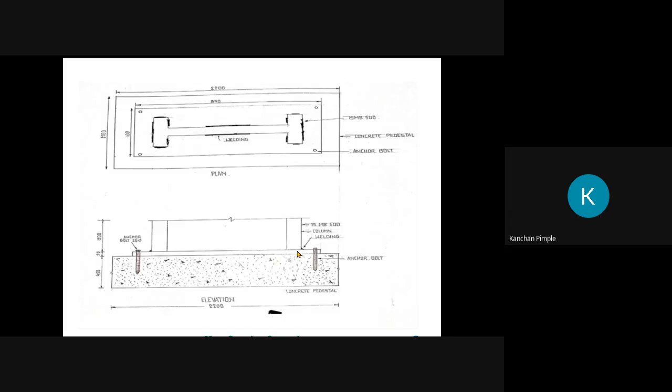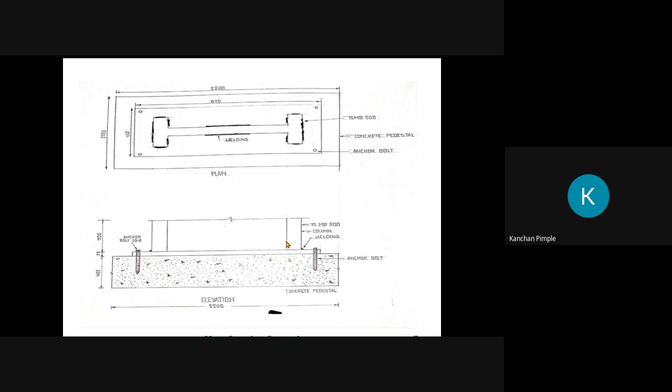So the size of the plate is known to us, the thickness is there, and for connecting this plate to concrete we use an anchor bolt or J bolt. You have to show this anchor bolt, and here you have to write the size or diameter of that bolt also. And this part is a column, ISMB 500 column. And this width is nothing but the width of the flange.